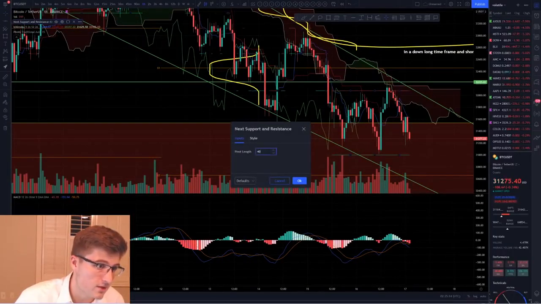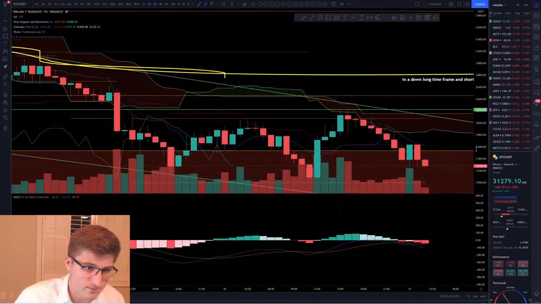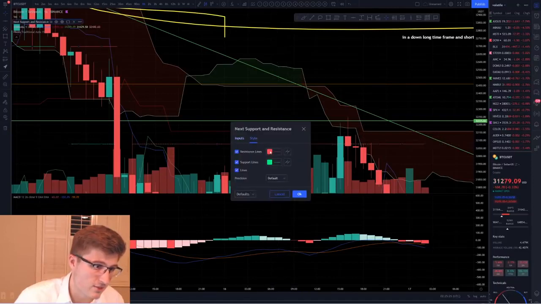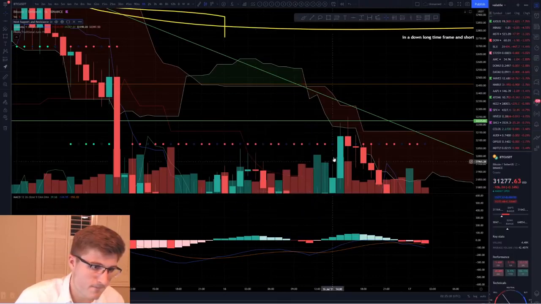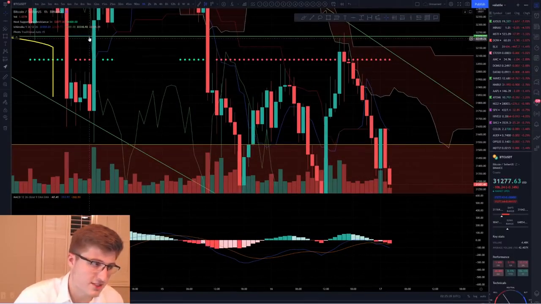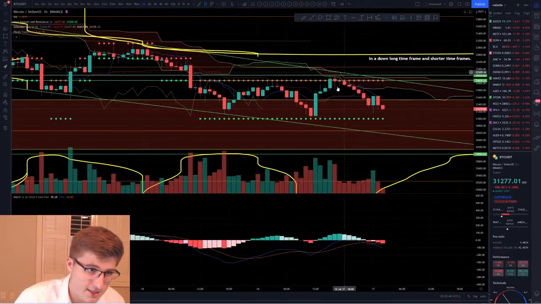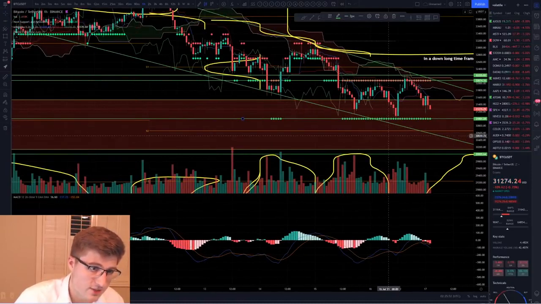Let's change this up a little bit. All right, here's our resistance. We have resistance here at 32K. I don't know why this is so skinny. Let me change this around. Here we go. So here's our resistance level at 32K. If we do have price go up to this level, this is a resistance. We do have support here at 31K.